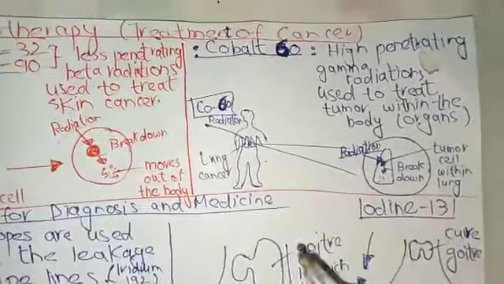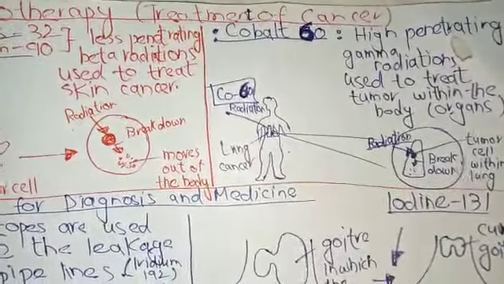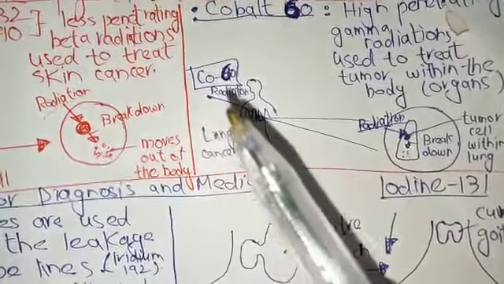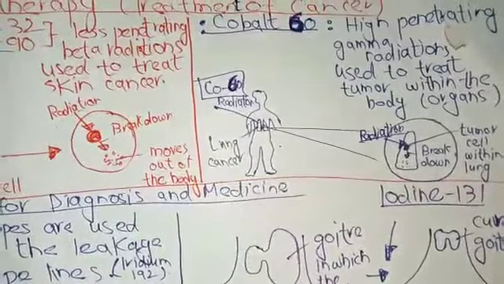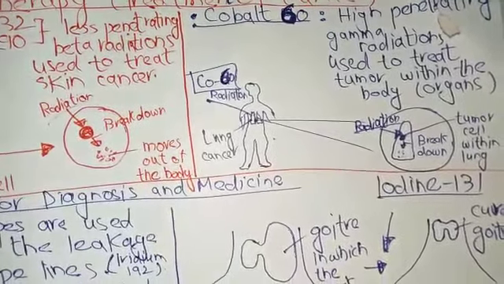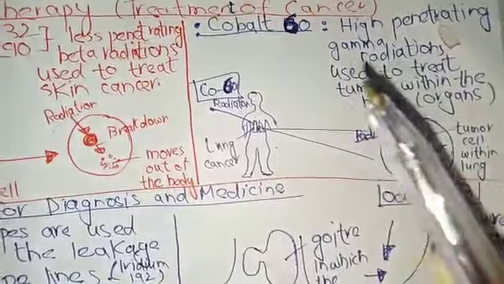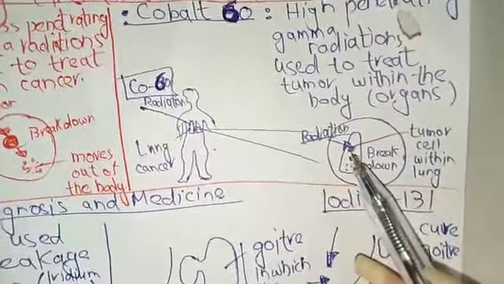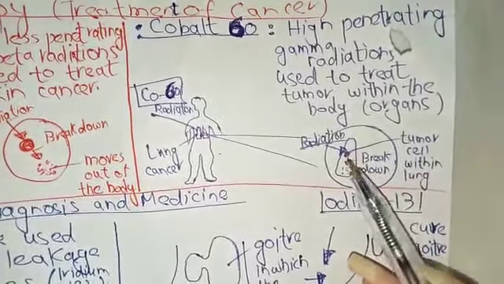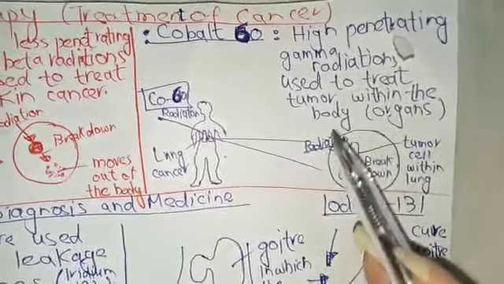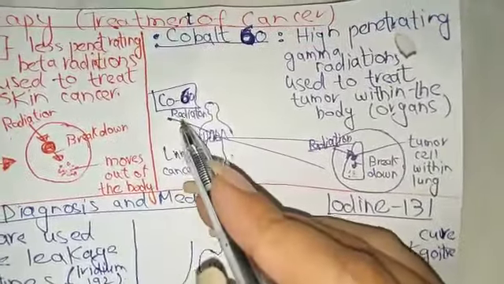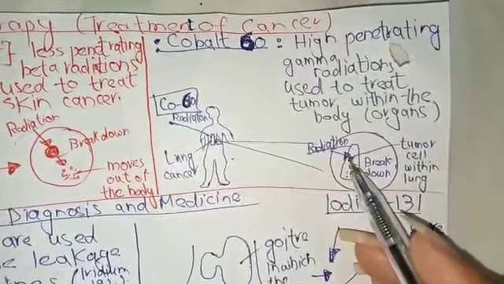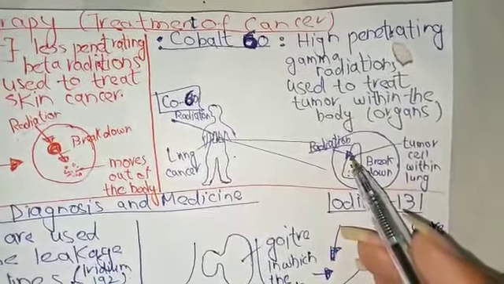For example, here we will talk about lung cancer. Just look at this. Here this is the patient having lung cancer. Now we will use cobalt 60, which emits the highly penetrating gamma radiation. Here this is the overview. Just look at this. Here this is the lung, and here is the lung cancer, the tumor cell. The highly penetrating gamma radiation can easily penetrate through the skin and reach the site of action, that is, the tumor cells within the lung.